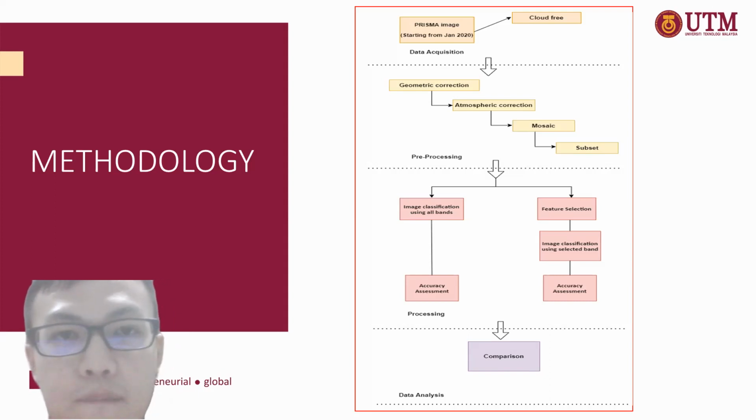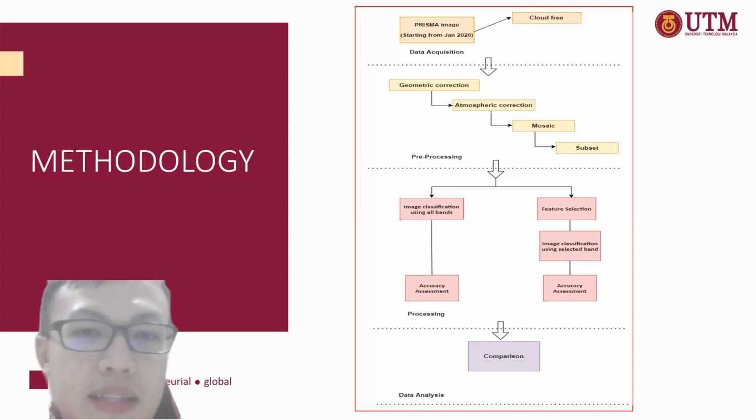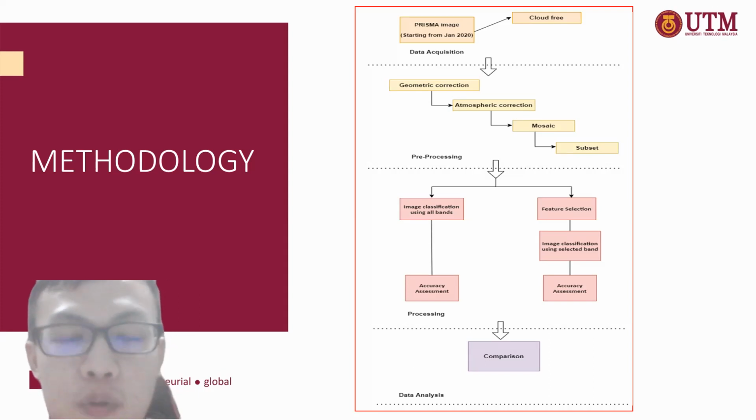And next is geometry correction in the pre-processing, and then atmospheric correction. Next is MOSFET, and last is subset. After the pre-processing, I will go to the processing. In the processing phase, I will do the 2-step.